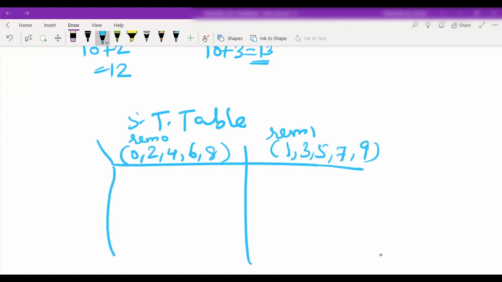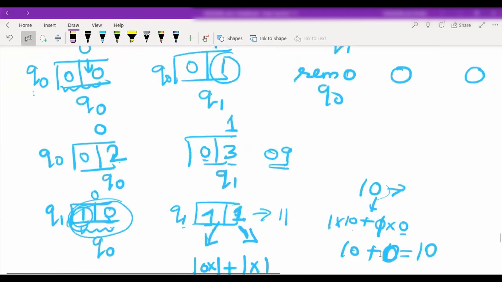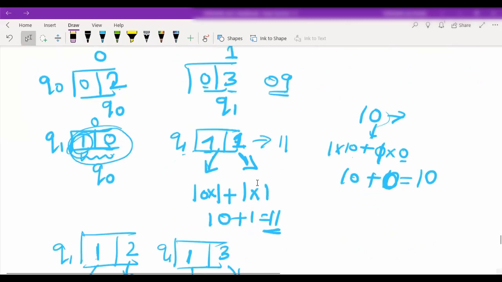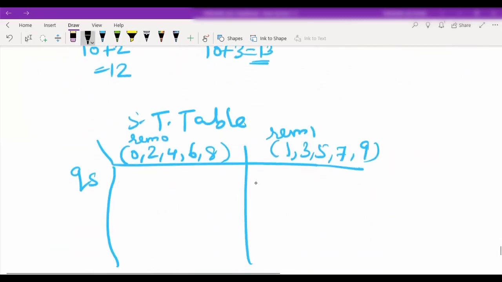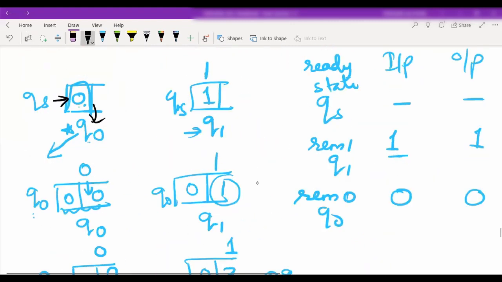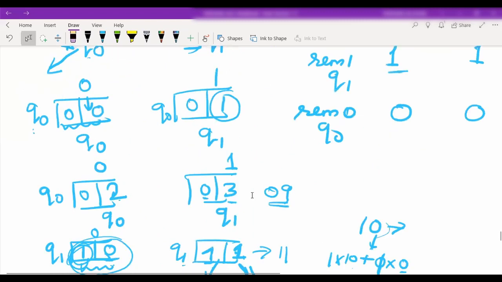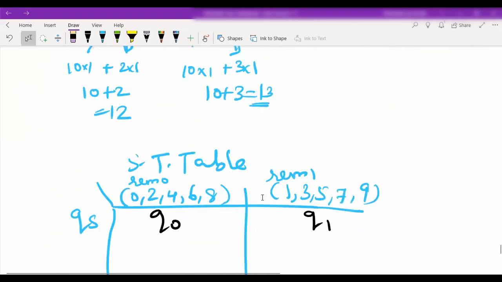Now what we are going to do? We will start with the initial state. Initial state is your QS state. So QS with the next bit as 0, where are we going? We are going to Q0 state. Now QS with 1, where are we moving? We are moving to Q1 state.